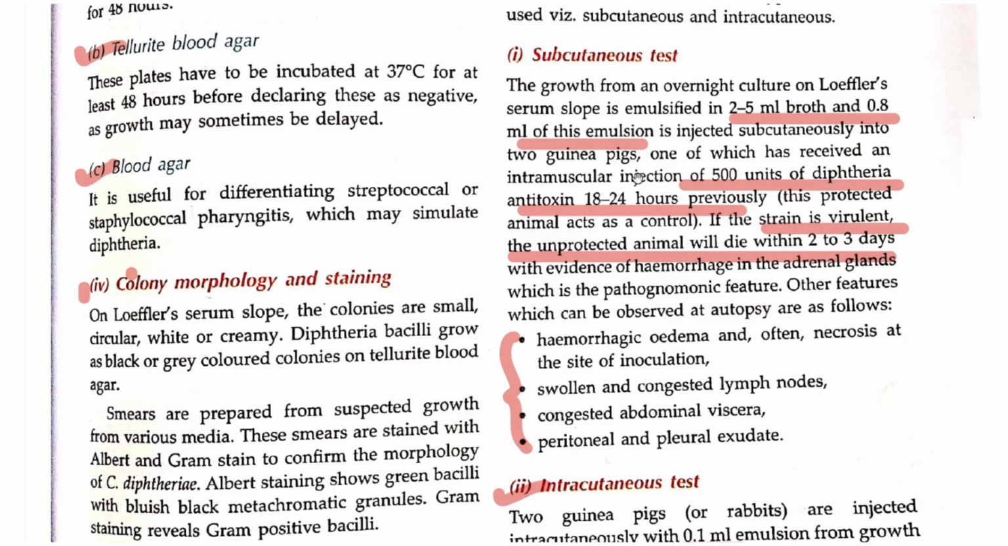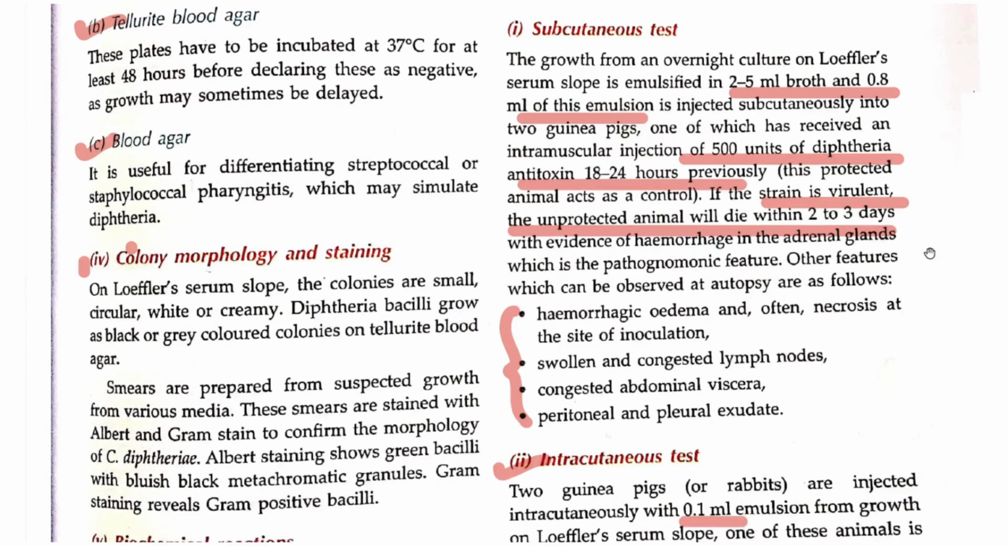So from the Loeffler serum slope, 2 to 5 ml of the broth and 0.8 ml of this emulsion is injected into 2 guinea pigs, one which has received an intramuscular injection of the diphtheria antitoxin and another which has not, that is, this acts as a control animal. If the strain is virulent, the unprotected animal will die within 2 to 3 days.